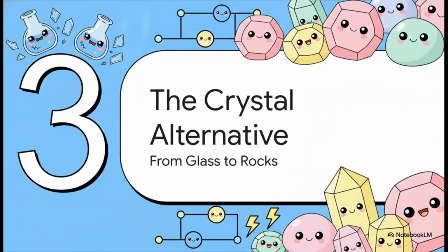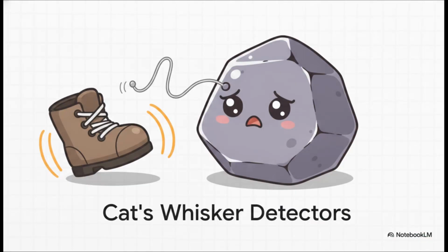Which brings us to Section 3, the crystal alternative, from glass to rocks. Okay, so long before Fleming's vacuum tubes, way back in 1874, a physicist named Carl Ferdinand Braun noticed something absolutely wild about lead sulfide crystals, which are also known as galena.